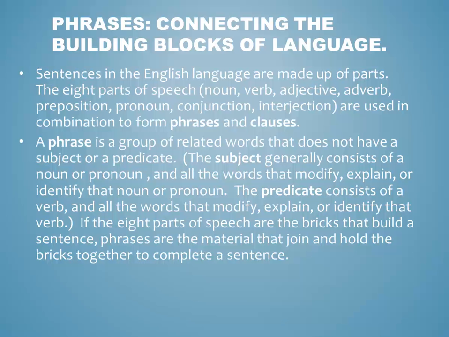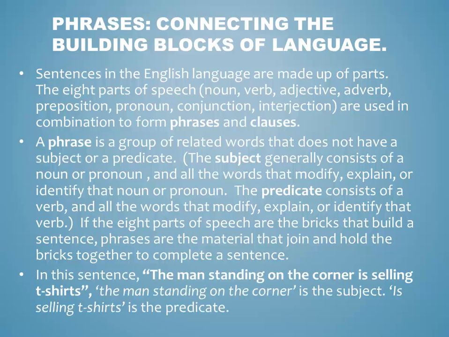The predicate is the same situation, except then we're talking about the verb. And verbs tell us what the who or what of that sentence is doing. So the predicate consists of a verb and all the words that modify, explain, or identify the verb. Now, if the 8 parts of speech are the bricks that hold a sentence together, phrases are the material that join them. Okay, and the one particular phrase that we're going to talk about today is the primary phrase that we use in English to accomplish that task, to join those parts of speech together.